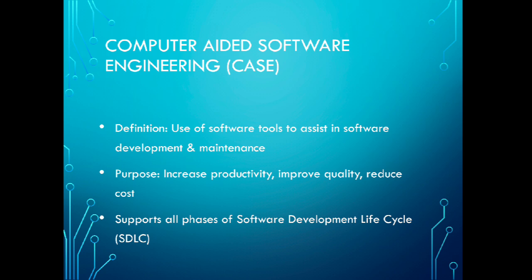The core goal of CASE is to increase productivity, improve software quality, and reduce development cost. It achieves this by automating the tedious, repetitive tasks that developers face at every stage of the software development lifecycle, from the very beginning of gathering requirements all the way through maintenance. By using these tools, we can focus our time and effort on the creative, problem-solving parts of software engineering rather than on manual administrative tasks. We'll move on to the next slide.